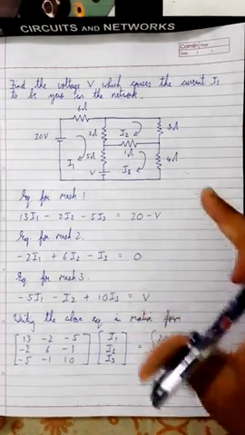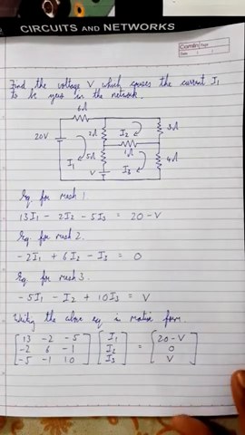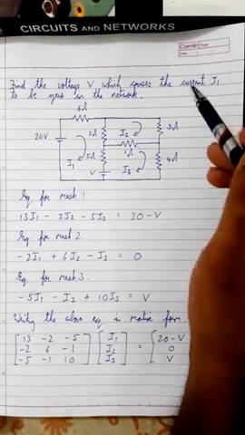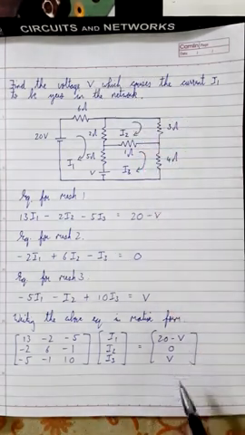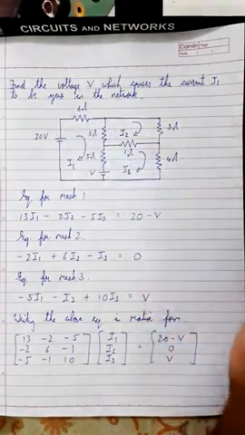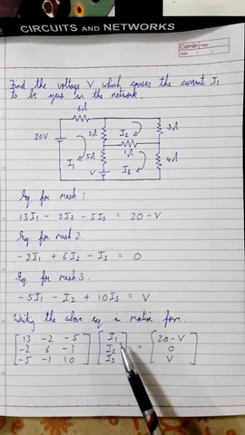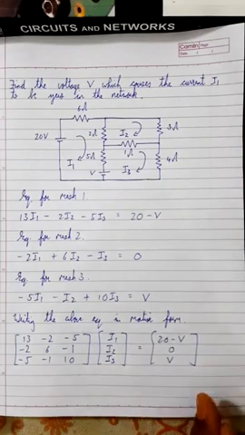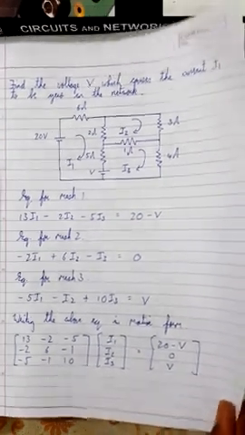Okay, so this much I did just like how I did in the previous problem. Now see what the question says: find the voltage V, that's over here, which causes the current I1 to be 0. So we know that the value of I1 is equal to 0, right? So what is the equation for I1?